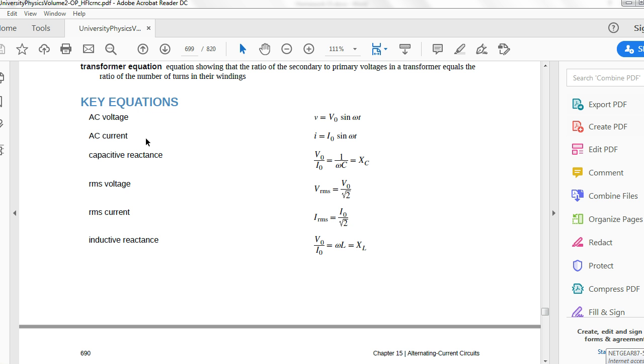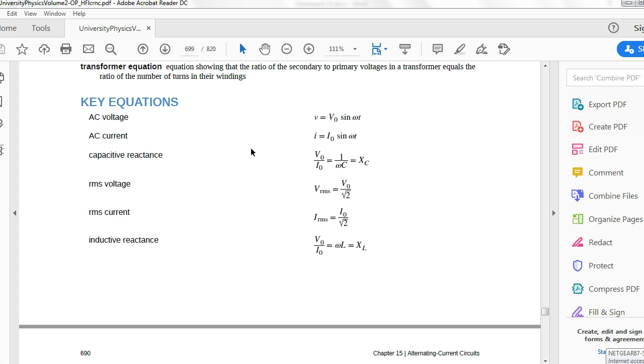So here's the basics of this. The voltage is going to vary as a sine wave, sine omega t. Omega is your angular frequency. The current is going to vary as a sine wave. The ratio between voltage and current, well, in Ohm's law for a resistor, that's just the resistance.